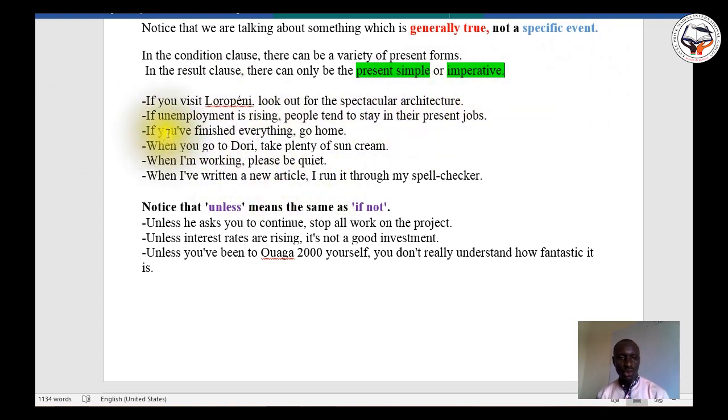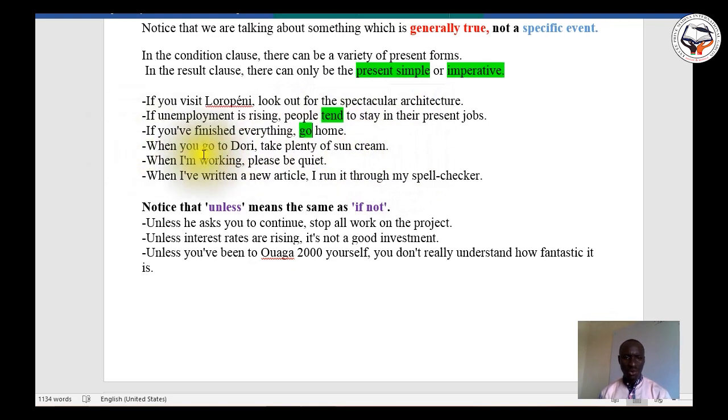If you finish everything, go home. You see our present tense. Talking about the present, people do not stay in their present jobs. If you finish everything, go home. Here 'go home' is what we call the imperative form.